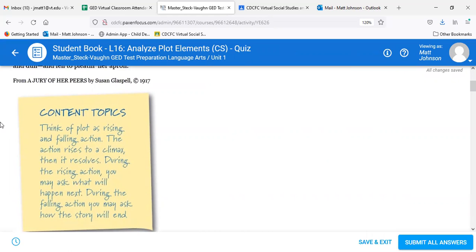So our content topic. We think of plot as rising and falling action, right? If you think about a whole story, there's this ebb and flow, these peaks and valleys. The action rises to a climax, then it resolves. During the rising action, you may ask, what will happen next? During the falling action, you may ask how the story will end. So all these events lead up, and then you have your final climactic point. You may have moments of tension that rise, but then finally you have that one peak, and then the final resolution.